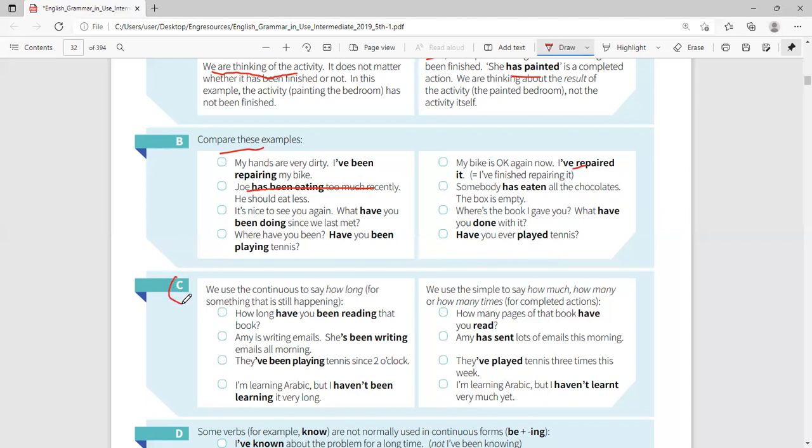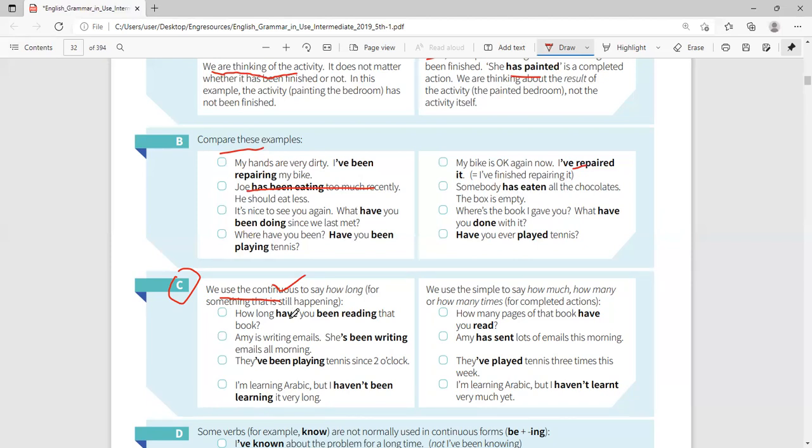Now, so when do we use which one? We use the continuous to say how long. If my interest is more about the duration, how long has this thing been going on from that time up to what time, then the continuous is possible. So we use the continuous to say how long for something that is still happening now. You can use it to measure the length of time.